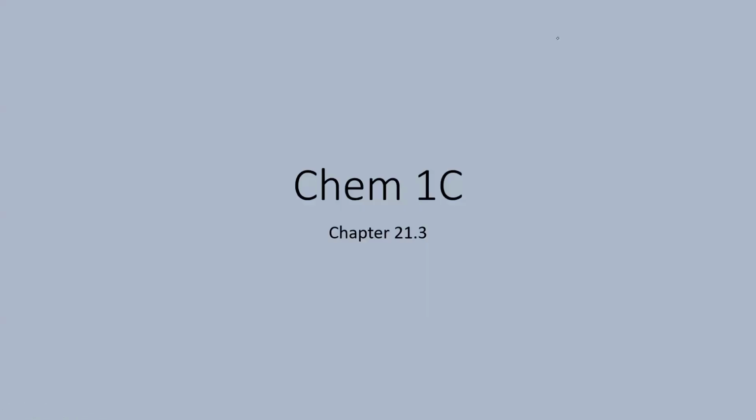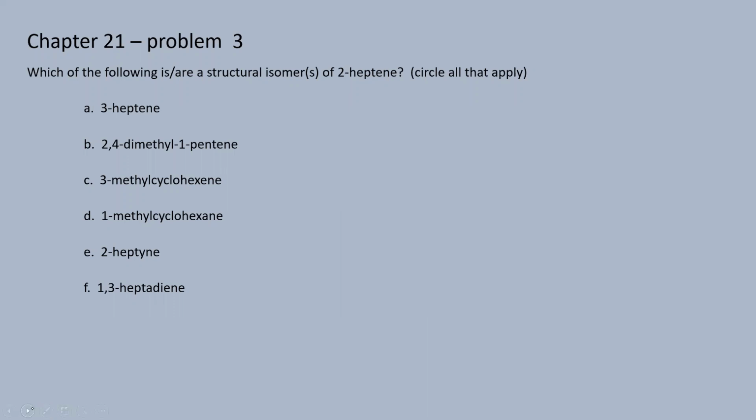Chapter 21, Problem 3. Which of the following is or are a structural isomer of 2-heptene?